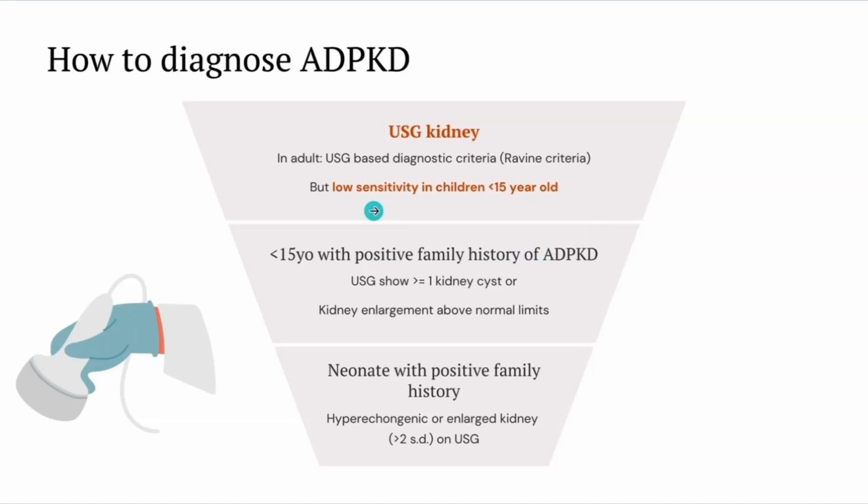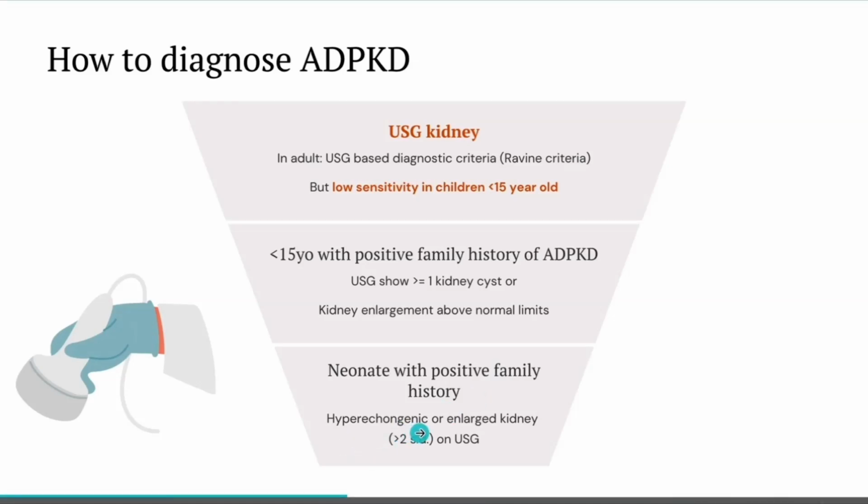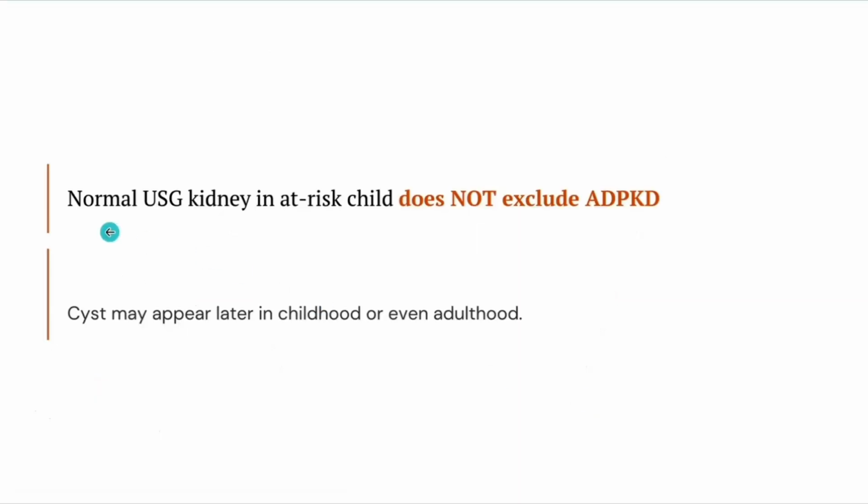Generally, for children less than 15 years old, the family history is very important. If they have a positive family history and the ultrasound shows one or more kidney cysts, or simply shows kidney enlargement, we do need to think of ADPKD. Also in neonates, if they have a positive family history, again, the cysts may not have developed yet. However, sometimes they can have hyperechogenicity on the ultrasound, or they can show enlarged kidneys instead of cysts. As I said, a normal kidney ultrasound in those with a family history does not exclude ADPKD.